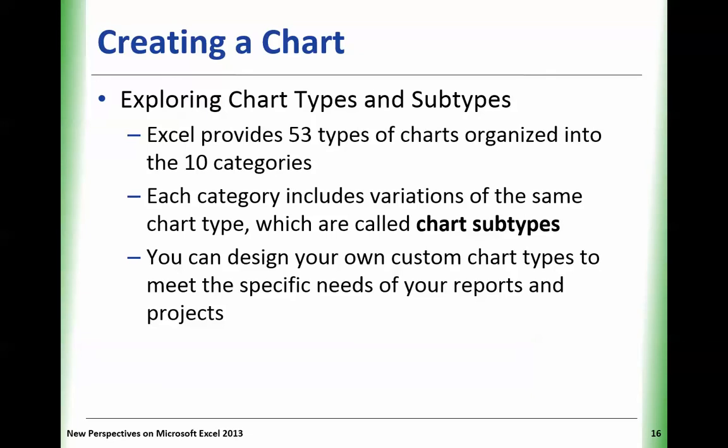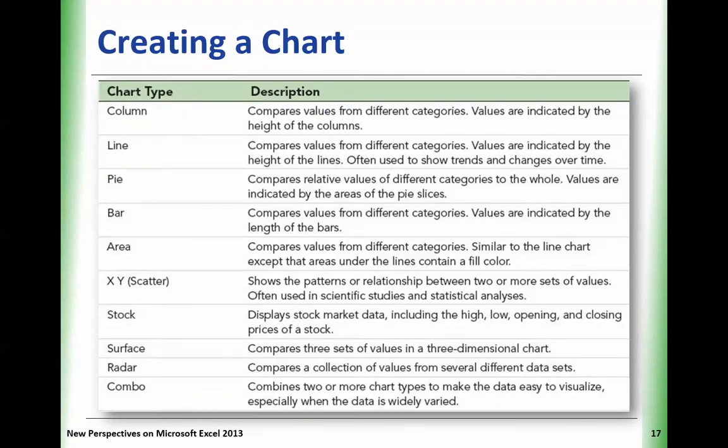We're going to explore chart types and subtypes. Excel provides 53 types of charts organized into 10 categories. Each category includes variations of the same chart type, which are called chart subtypes. You can design your own custom chart types to meet the specific needs of reports. Excel is extremely customizable. You can always recreate, duplicate, or make something completely different from anything that's ever been, but it just requires a lot of effort on your part. I would suggest using the 53 already created. In this class, you will be using the 53 already created.